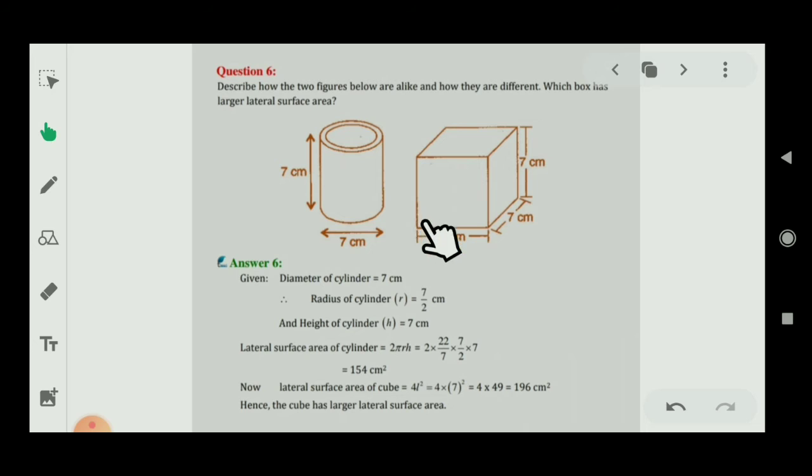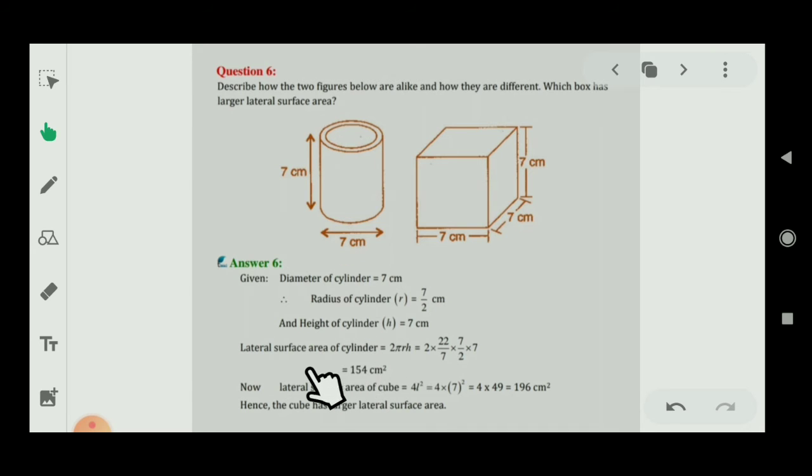In the question number 6, you can see these two figures are given. So firstly, let's see the given values. The diameter of cylinder is given, that is 7 centimeter. Because diameter is given, we can find out the radius of the cylinder easily. Diameter upon 2, that means 7 upon 2. Students, you can see the height of the cylinder is also given, that is 7 centimeter.